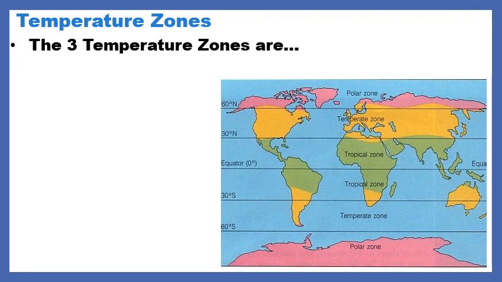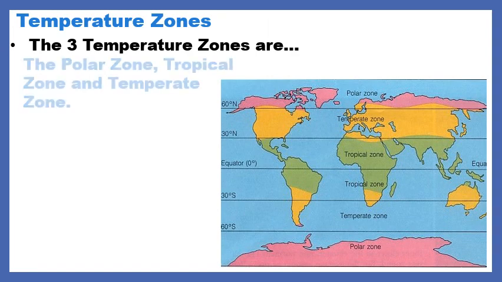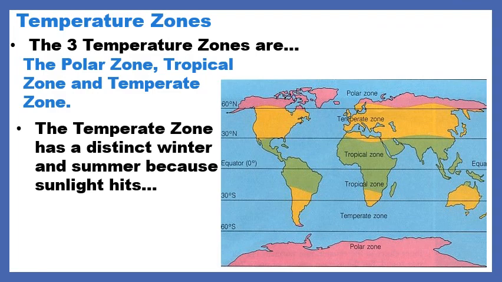What are the 3 temperature zones? If you don't know, look at the map and give me an answer. They are the polar zone, the tropical zone, and the temperate zone. I know that word looks like temperature, but it's actually temperate. The temperate zone has a distinct winter and summer because of how sunlight hits. Remember, there's 2 types of sunlight, direct and indirect. If you get direct sunlight, you get warmer temperatures. If you get indirect sunlight, you get cooler temperatures.